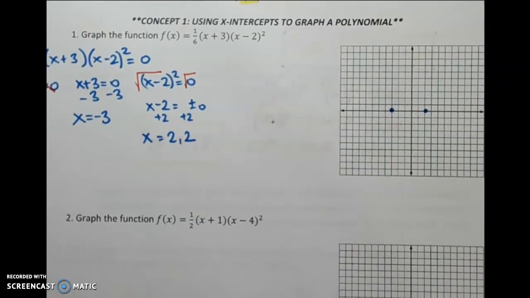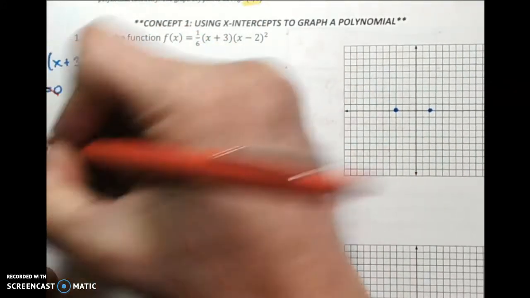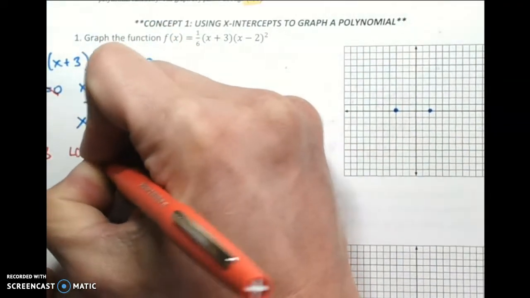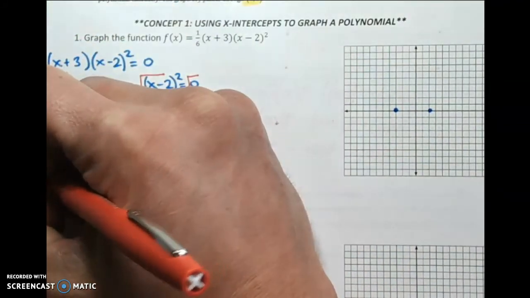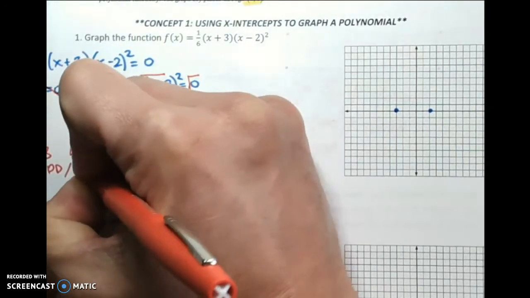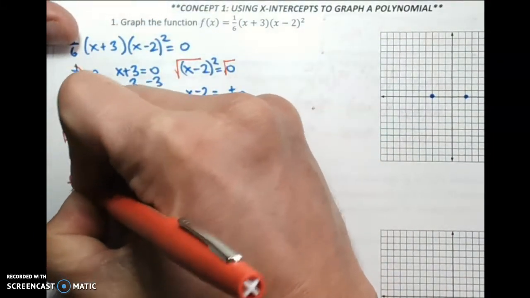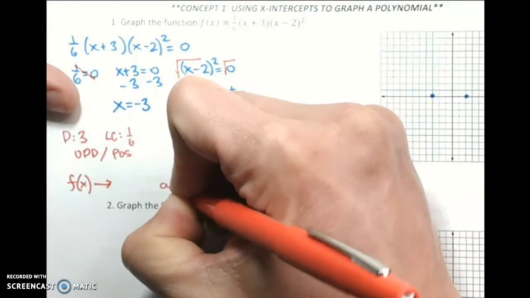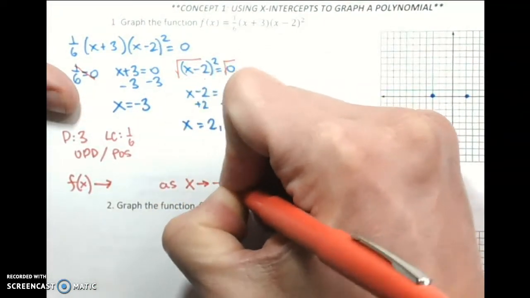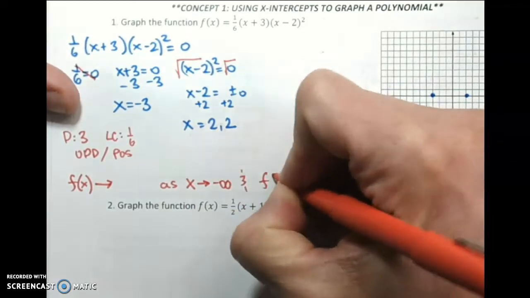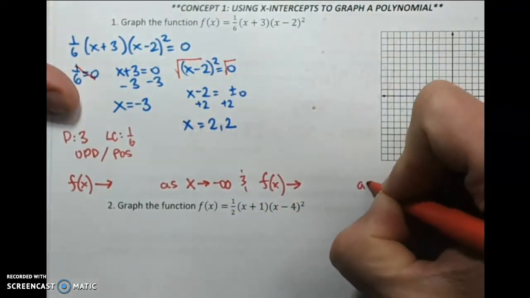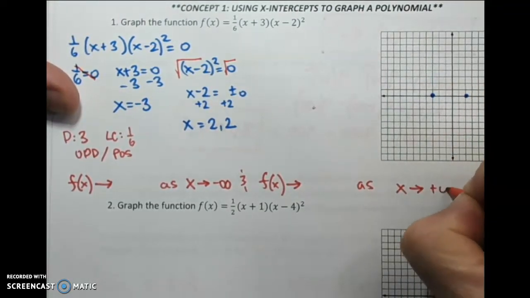Next, what I want to do is find the end behavior. So let's do that. My degree was 3. My lead coefficient is 1/6. So what's that tell me? Well, it tells me odd, positive. So again, here's how we write this. f of x approaches what as x approaches negative infinity, and f of x approaches what as x approaches positive infinity.